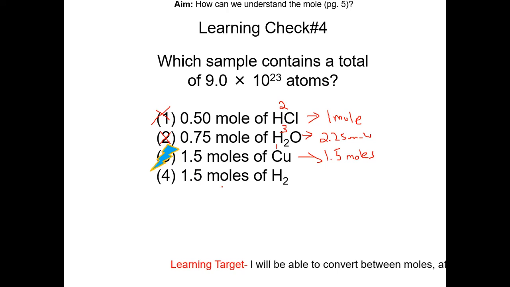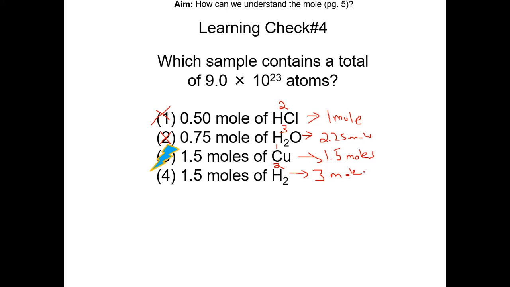So we have 1.5 moles of H2. In one molecule of H2, there are 2 atoms. So that's 3 moles of atoms. So that is double the amount of atoms in choice 3.